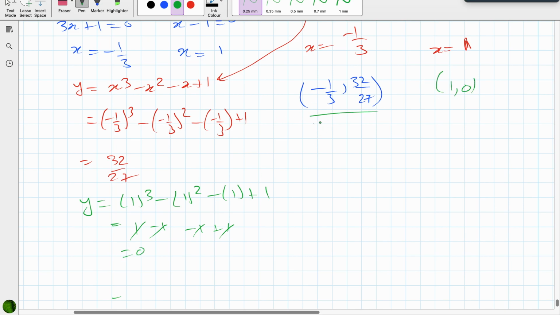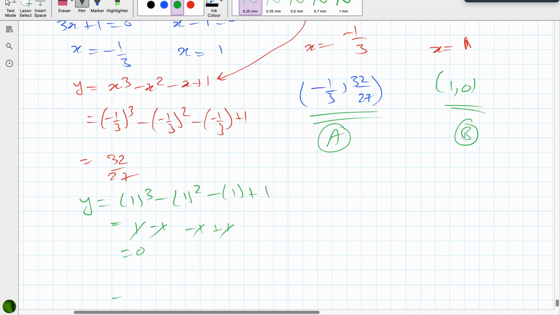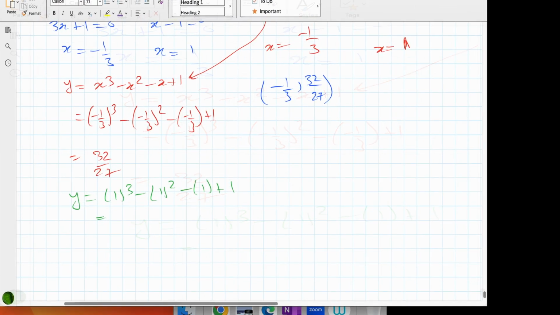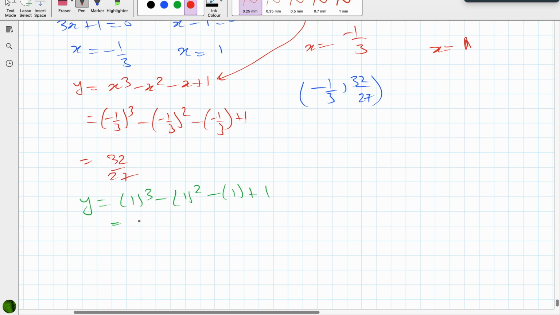Now we know these are the two coordinates. Let me name them A and B for the ease of mentioning them. So if this is A and B, now I have to check which of the points is which. Out of A and B, I have to see which is maximum and which is minimum. So we copy the derivative.